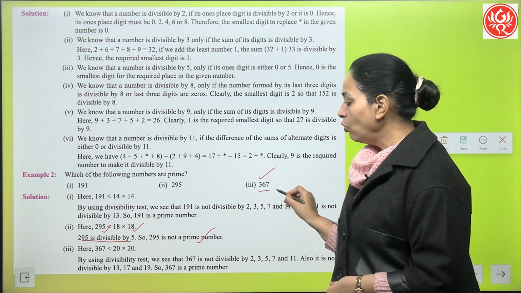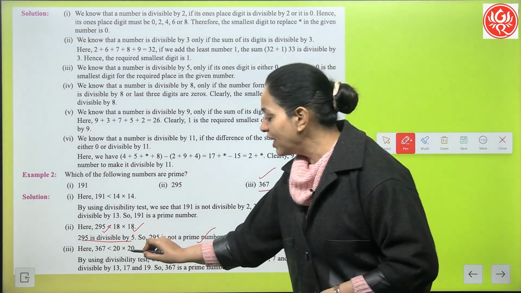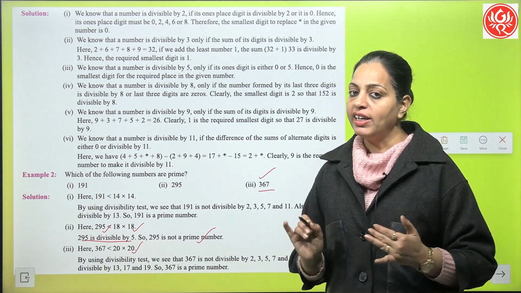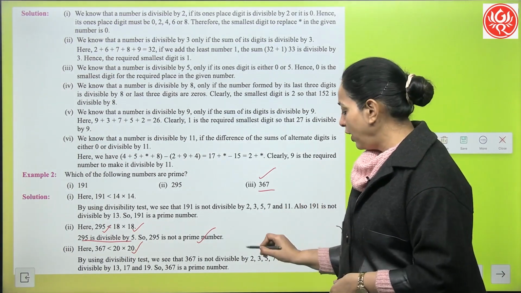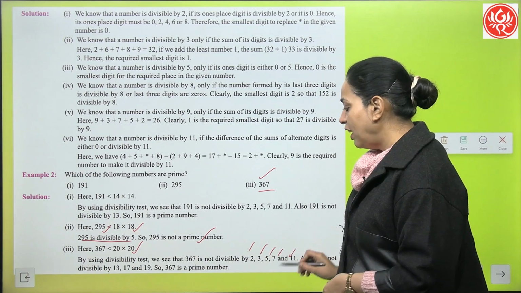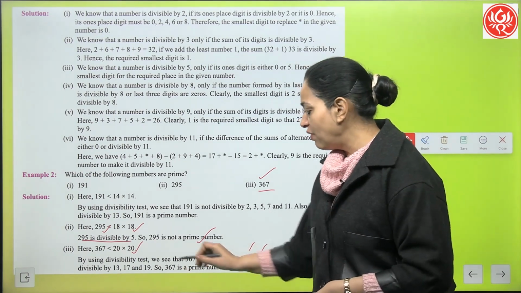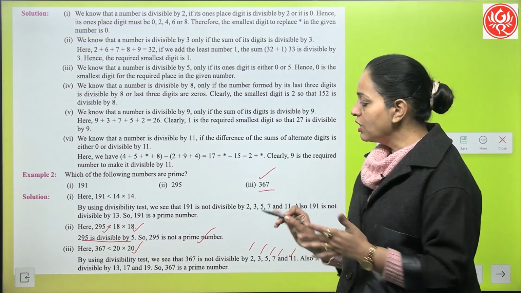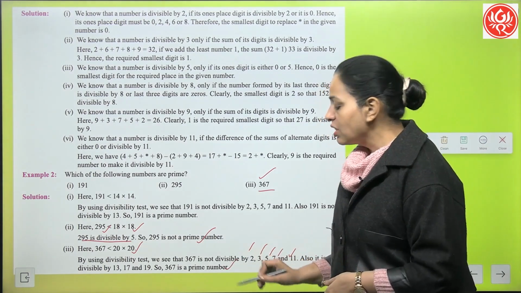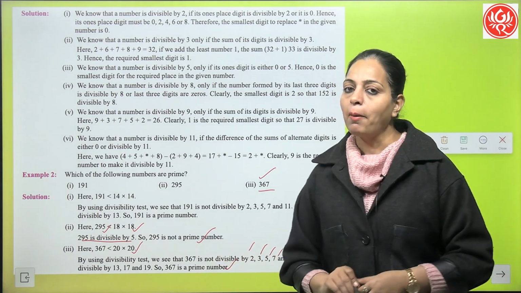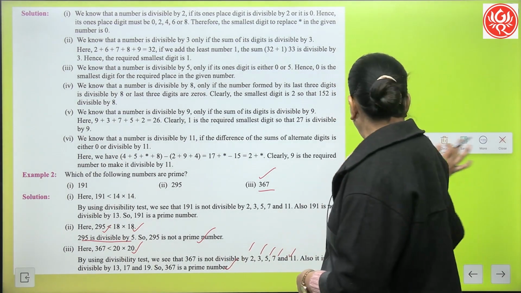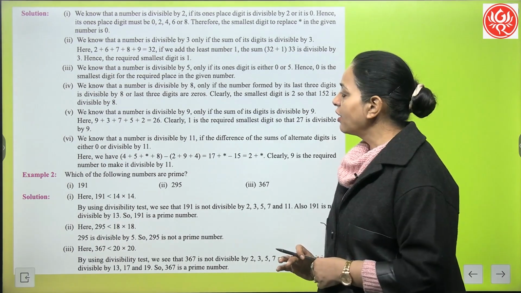367. So here 367 is less than 400. यानी 20 से जितने भी कम प्राइम नंबर हैं उनसे हम चेक करेंगे. Like 2, 3, 5, 7, 11, 13 and 17 and 19. तो इन सब से चेक करेंगे. So this is not divisible by any number. So this is a prime number. Right. I hope these are clear to you.